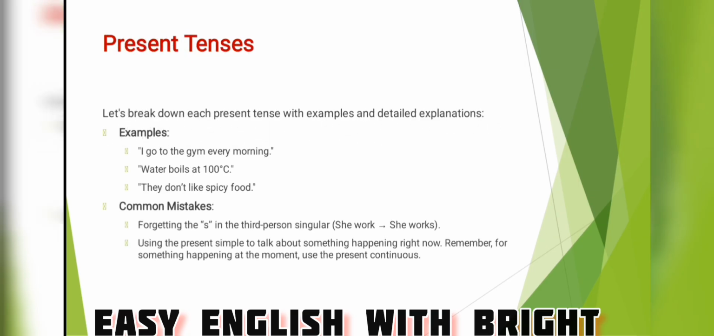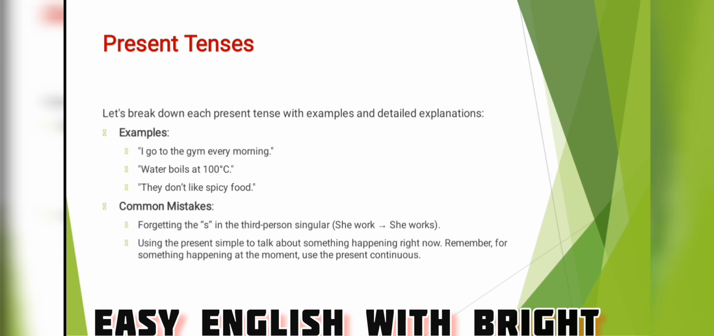Let's start with present tense. Let's break down each present tense with examples and detailed explanations. Examples: I go to the gym every morning. Water boils at 100 degrees Celsius. They don't like spicy food.